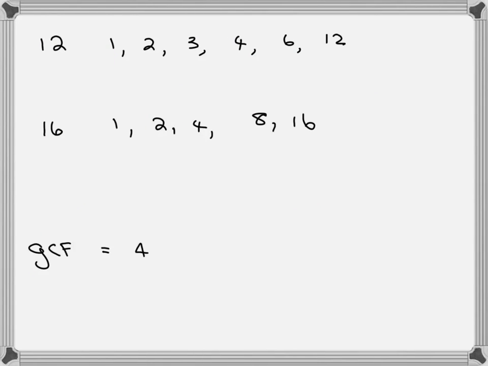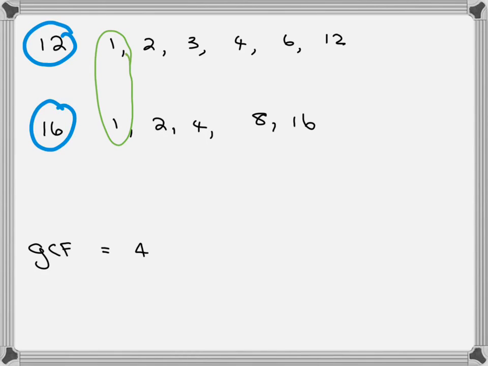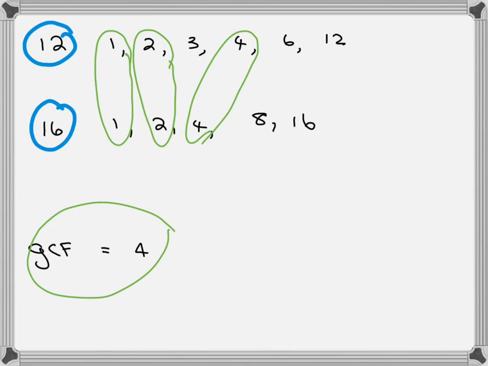Next one, we have two numbers, 12 and 16. Let's look at what they share in their factors. They share 1, they share 2, they don't share 3, they share 4, they don't share any of the others. So our greatest common factor here is 4, because our factors were 1, 2, and 4. And who's the biggest? 4. Greatest common factor.